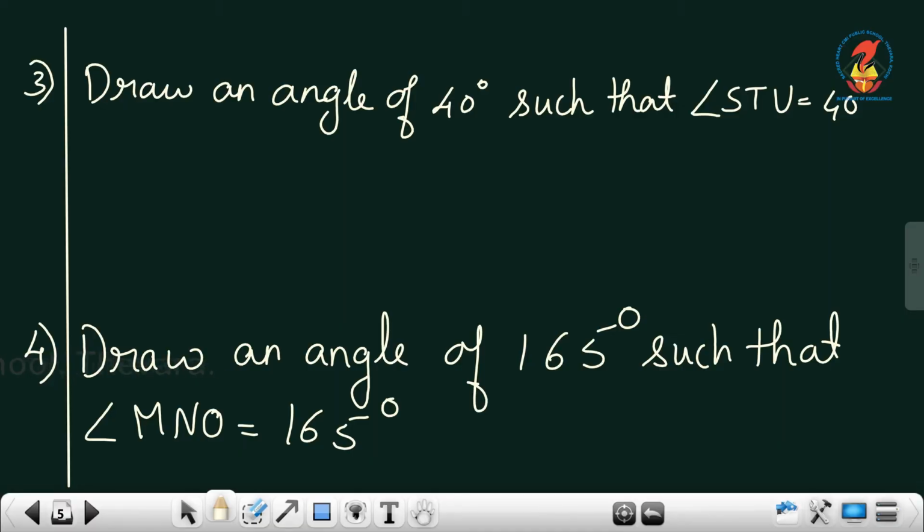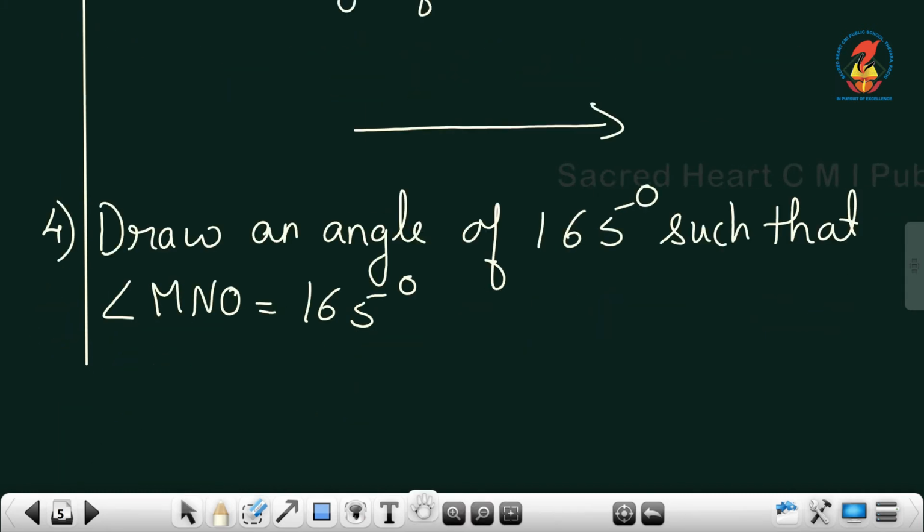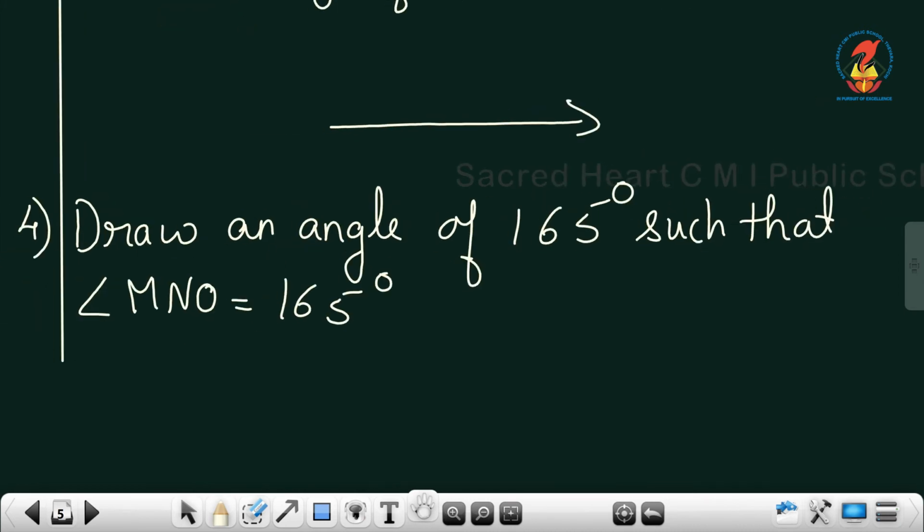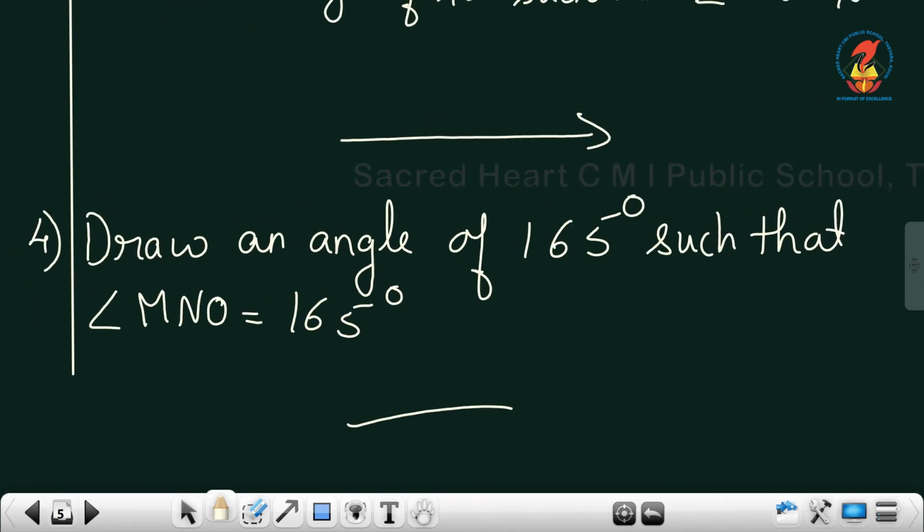So I'm giving you 2 questions for homework. This is an angle of 40 degrees. They have already given you a letter. This is an angle of 165 degrees. Here also they have given you the letter. What I want you to do is, you will do one with the inner scale, that is, the line going in this direction, and this one you will do with the outer scale, going in this direction. So one you do with the inner scale, one with the outer scale.